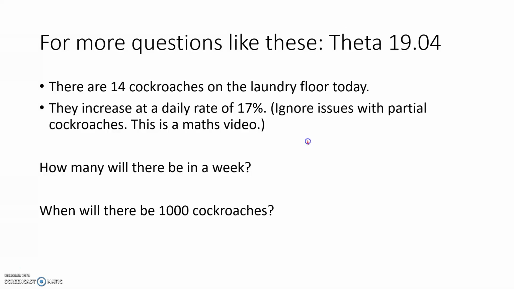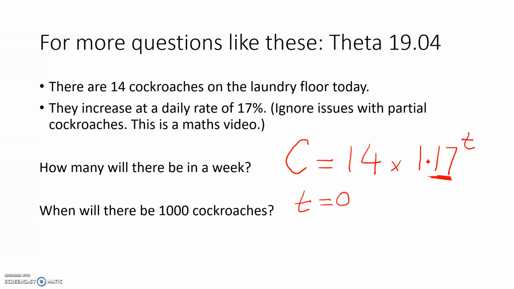So it's going to go like this. Let C be the number of cockroaches, and it's going to be the initial number, 14, and we know they're growing at a rate of 17% per day. So the rate will be 1 plus the 17% to the power of t. We've done lots of these in class, so that's why I'm skipping through where all of that came from. But basically my growth rate is 17%, and today is t equals 0.